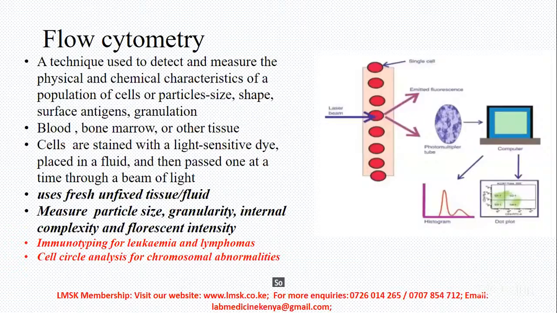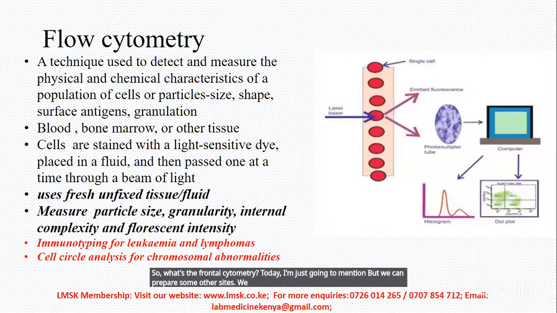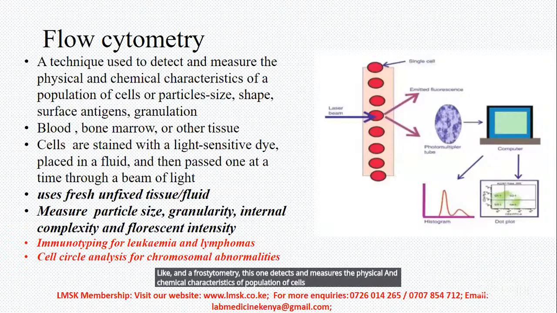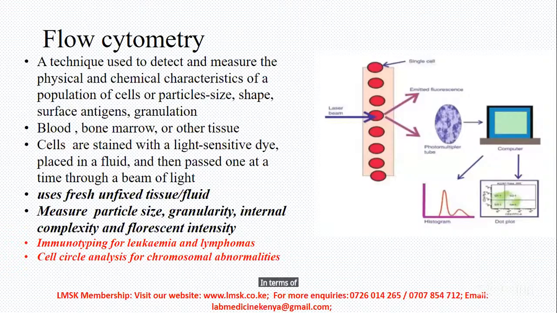So what is flow cytometry? Today I'm just going to mention, but we can prepare some other sessions where we talk on real things. Flow cytometry detects and measures the physical and chemical characteristics of a population of cells or particles in terms of their sizes, their shape, their surface antigens, granulation. So what happens here is you have seen something that's not matching, then you recommend, because you want to know exactly what it is. You recommend for flow cytometry.